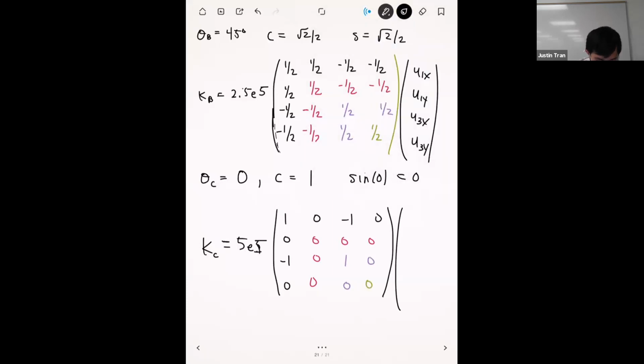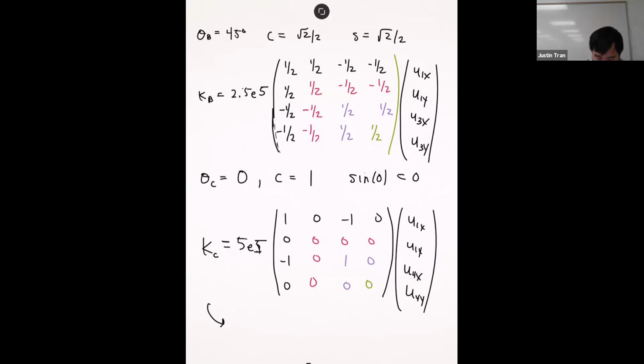All right. And then element C here is going to act on nodes 1 and 4. So we have U1x, U1y, U4x, U4y. Okay. All right. So those are the 3 element stiffness matrices of our system here. And so the next step that we're going to do is assembly.